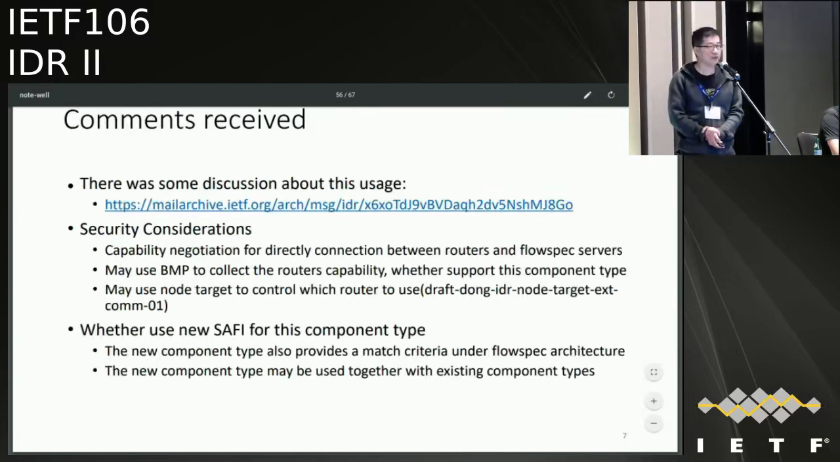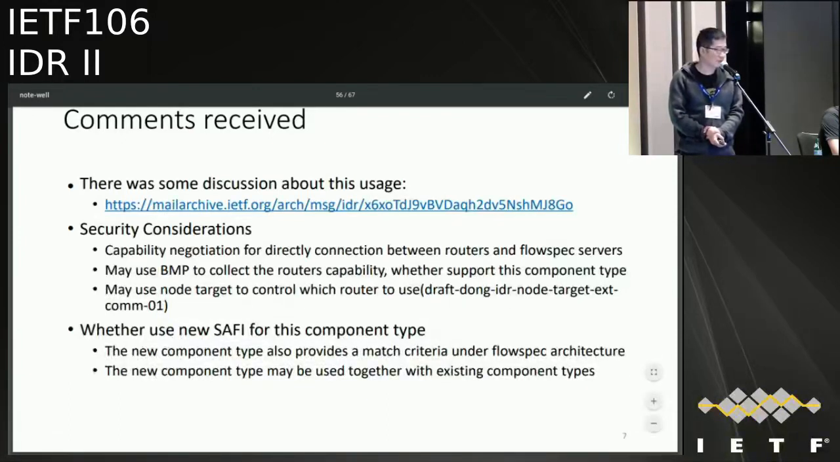We have also received some comments. There are two main considerations. One is security. We think we may use capability negotiation for direct connection between routers and flow spec servers. We may also use BMP to learn the router capability. Then the server can control whether to send the new component type to the router. Also, we may use the node target to control which router can receive this new component type.